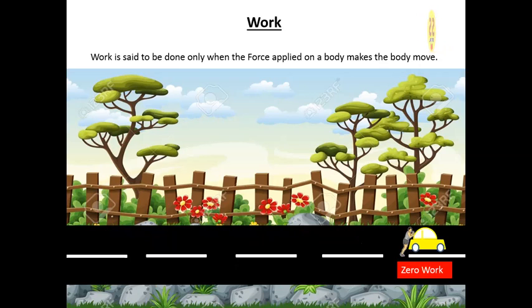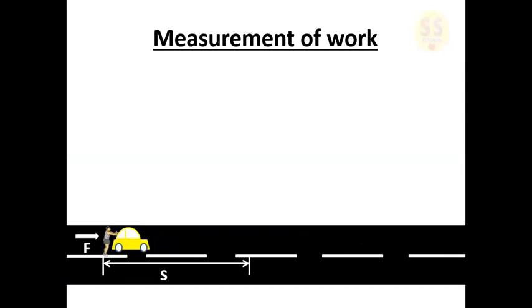Similarly, when the car stops moving, then again it will be zero work. How do we measure the work? Look at the figure below. The person is pushing the car by applying a force F. By application of this force, the car moves a distance S.